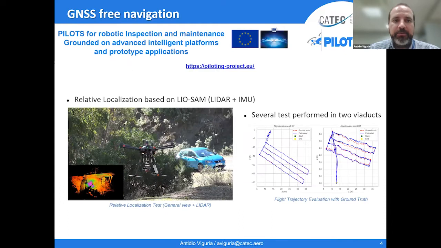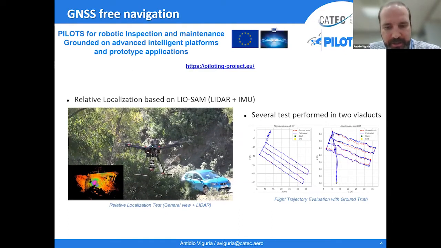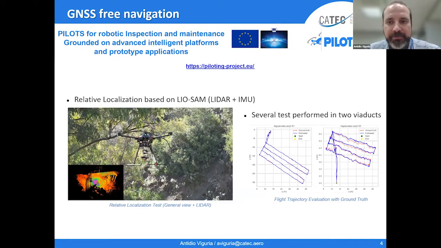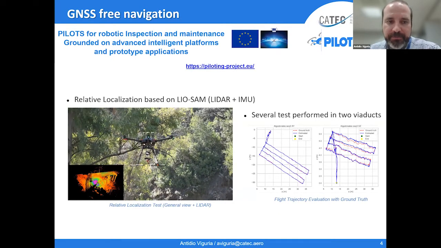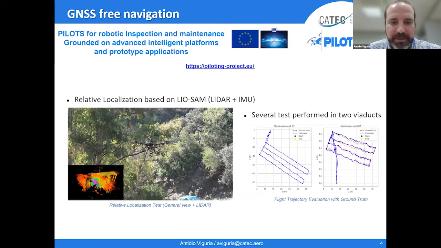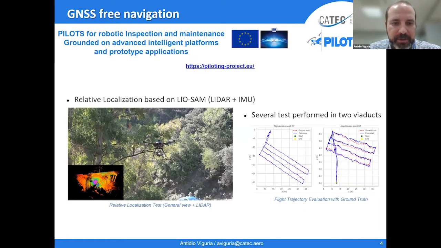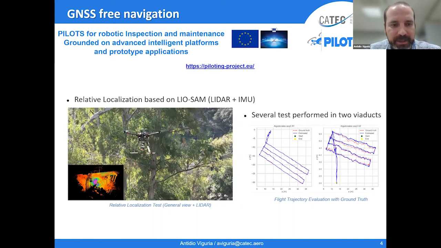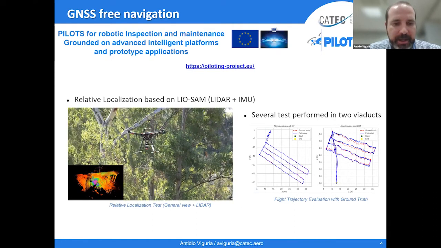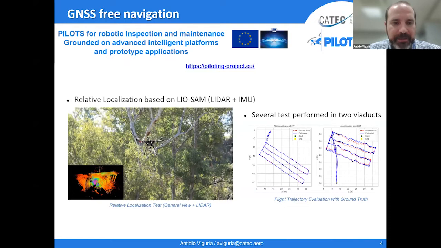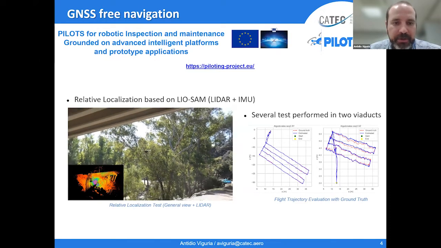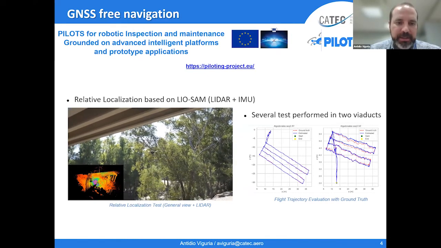So, first of all, we have GNSS-free navigation. This is interesting, for example, when you are performing an inspection close to infrastructure. In this example that you can see here, the UAV is flying far below a bridge, so you don't have real GNSS coverage.